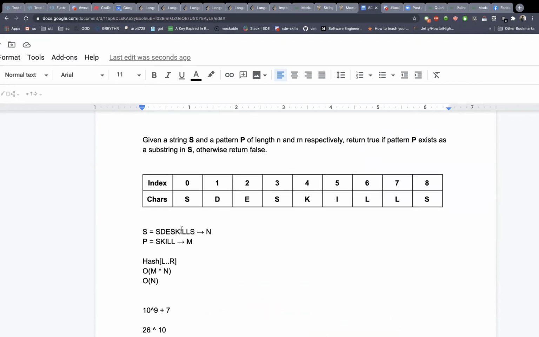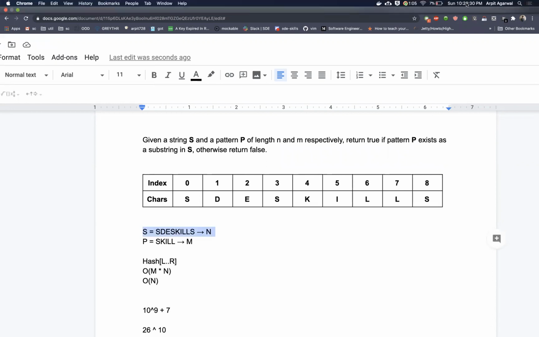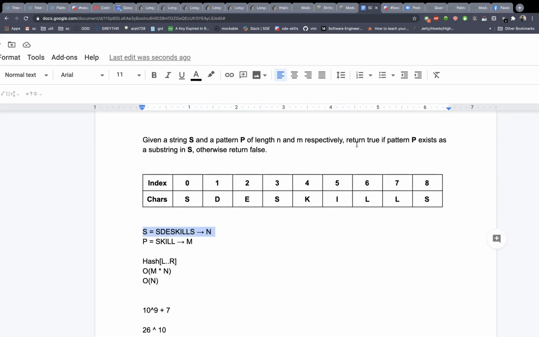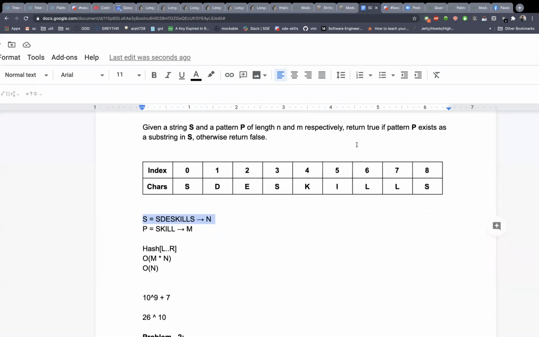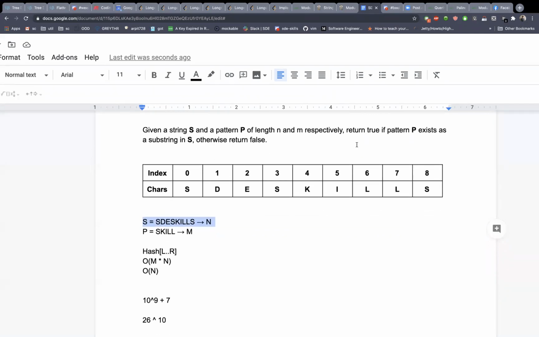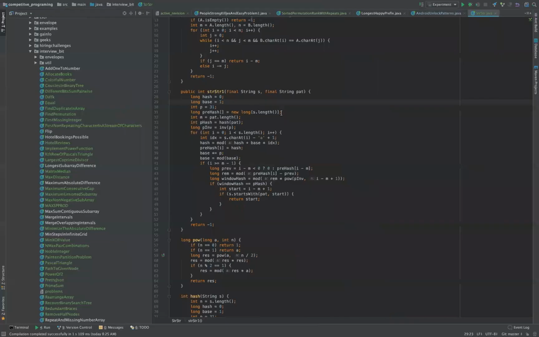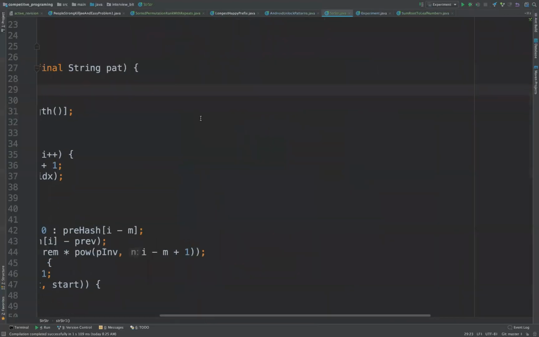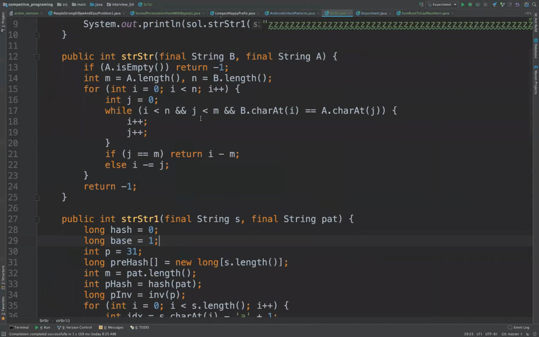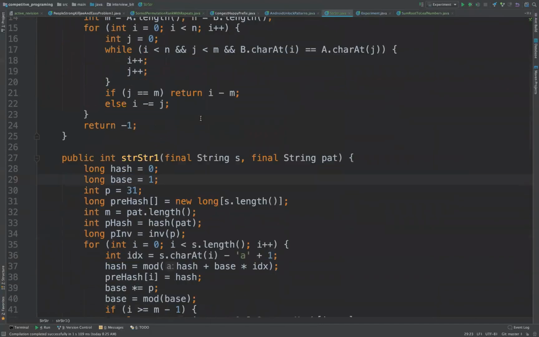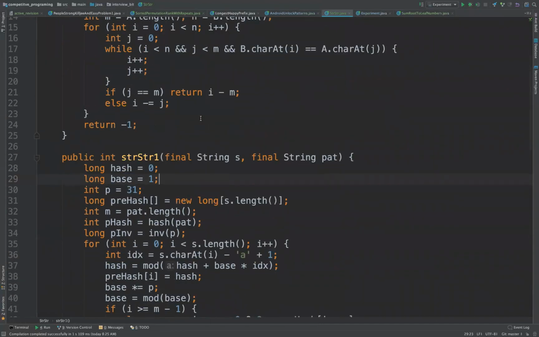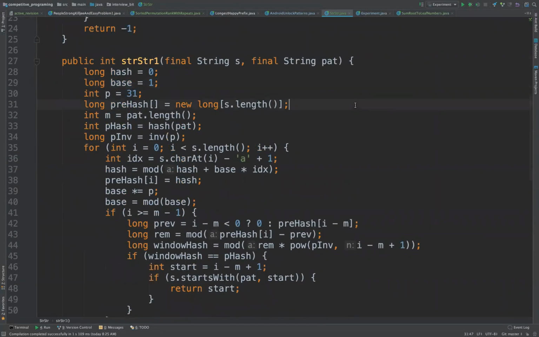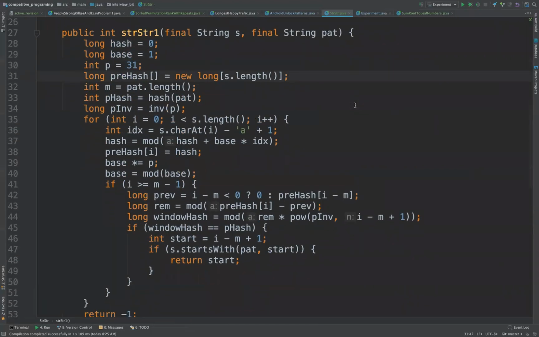Shall I cover the code of this problem, or should I move to a different problem? What do you guys suggest? We can quickly have a glance at the code. Okay, sure. Is it visible, or is the font a problem? No, it's visible. Okay, I'll just give a quick walkthrough of the code.